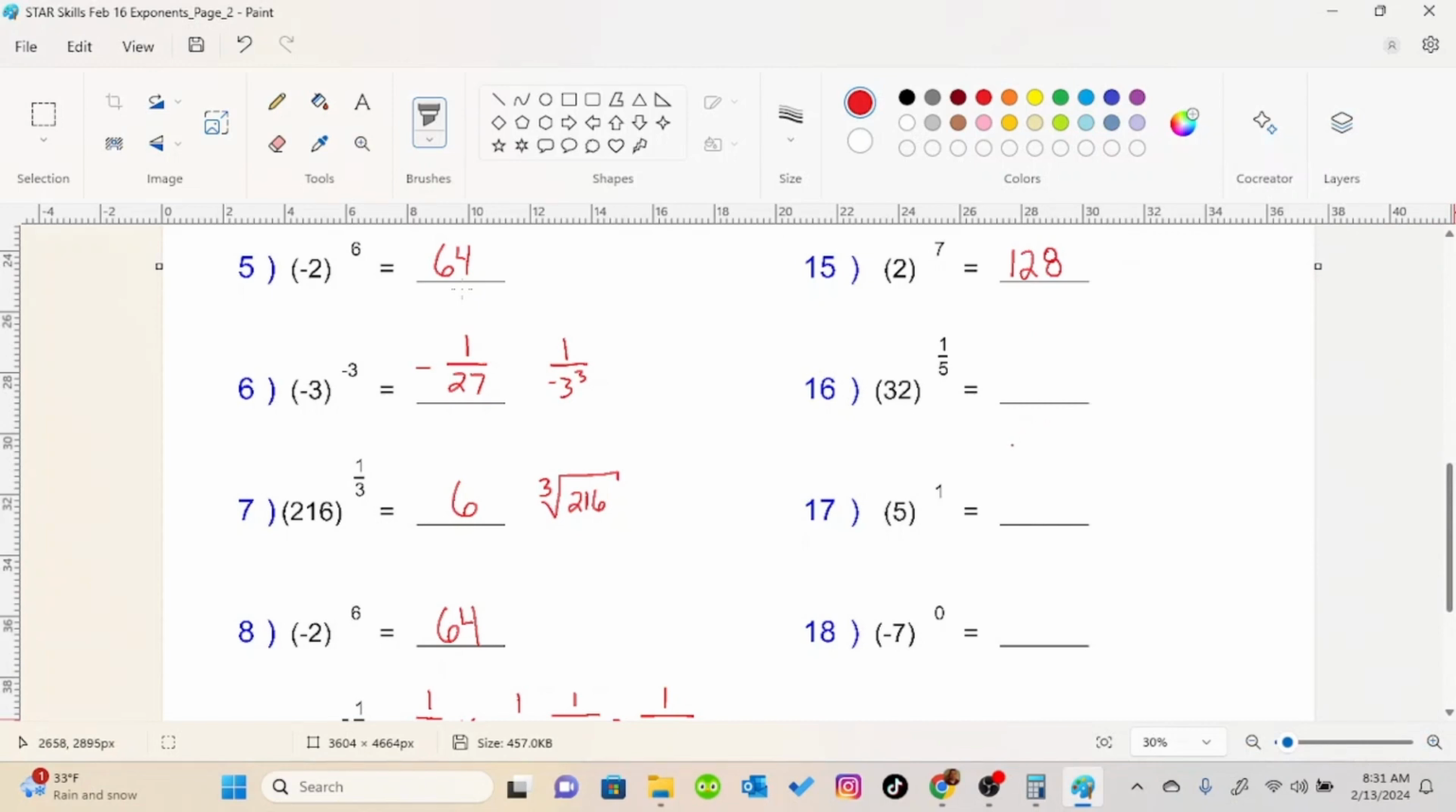Number 16. We have 32 to the power of 1/5. A fractional exponent means we want the fifth root of 32. We need a number that when multiplied by itself 5 times will give us 32. And that number is 2.